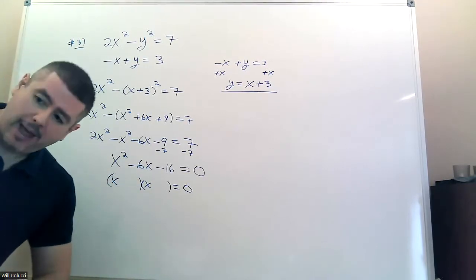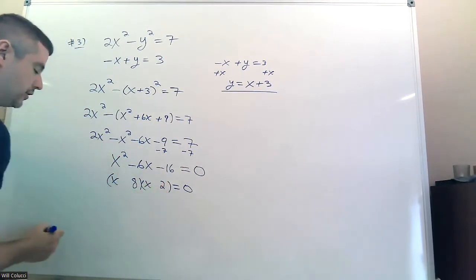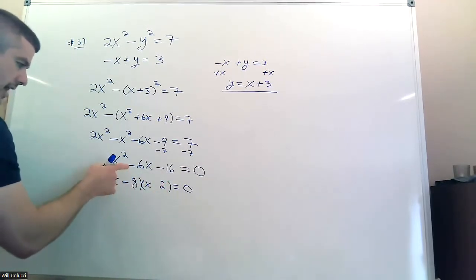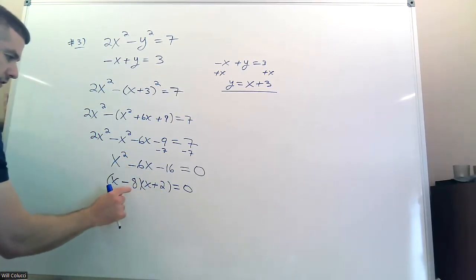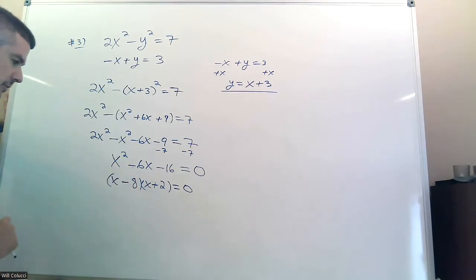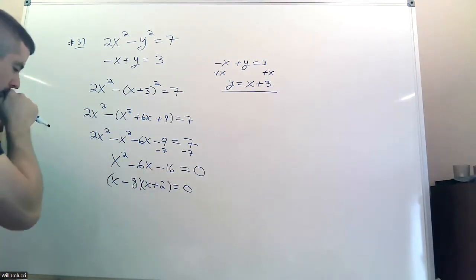Right. So the only pair that's going to work here is 8 and 2. So you put 8, you put 2. The larger number gets the negative. The smaller number gets the positive. Why? Because you need a negative 6. Minus 8 plus 2 is negative 6. Negative 8 times positive 2 is negative 16.